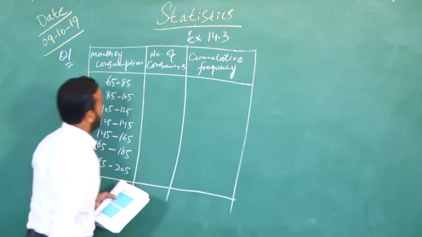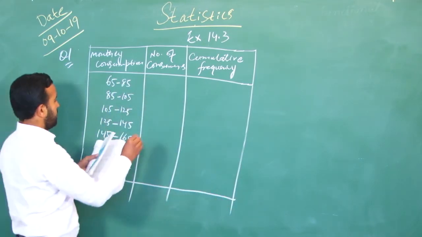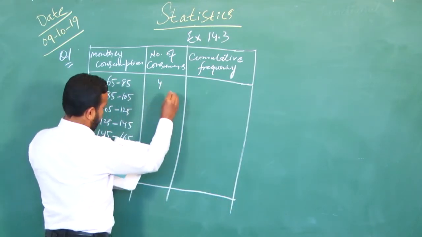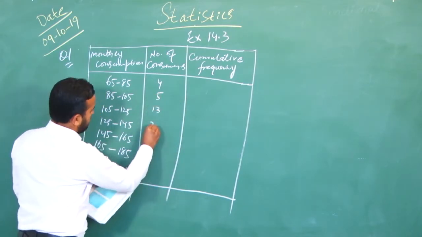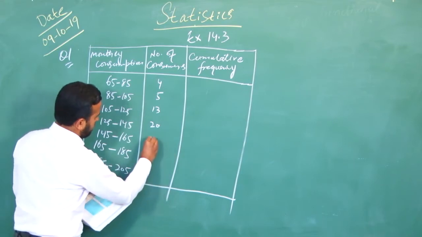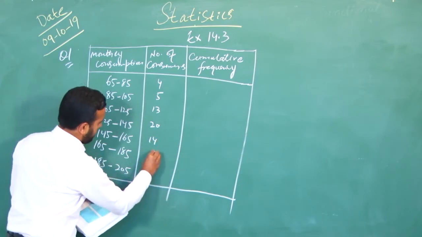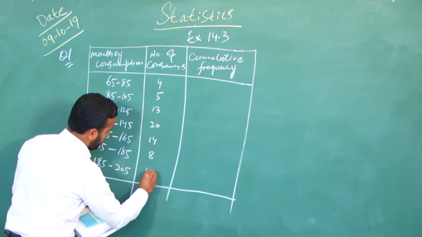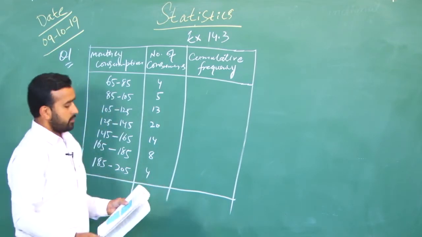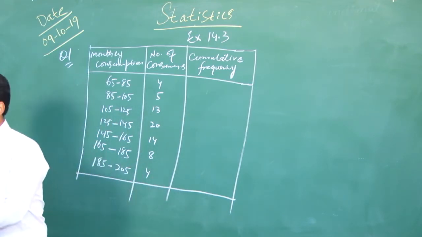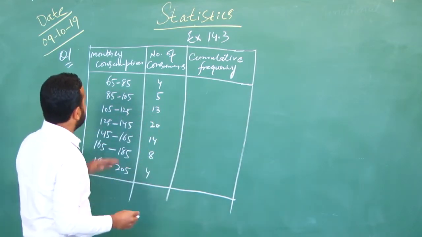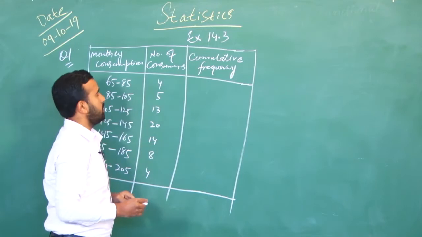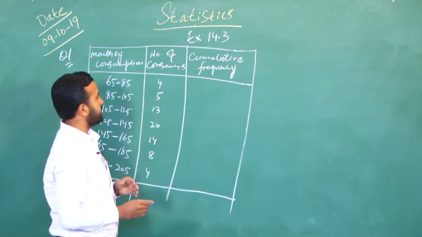Now, what are the numbers of consumers? In the first group we have 4, 5, 13, 20, 14, 8, 4. This is the given data for which we are supposed to find the median. Now let us see how to find the cumulative frequency of the data.